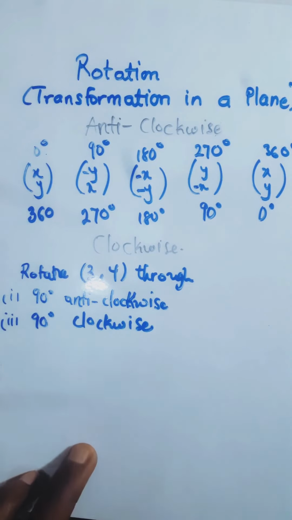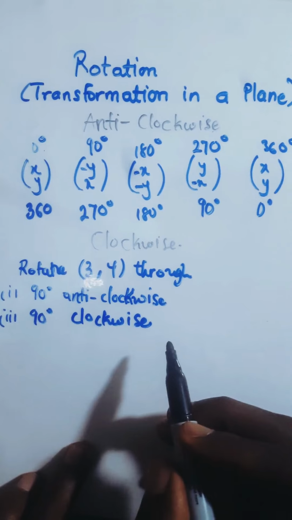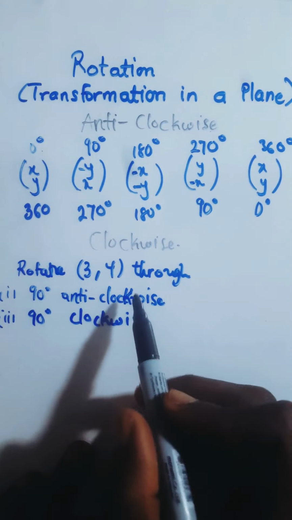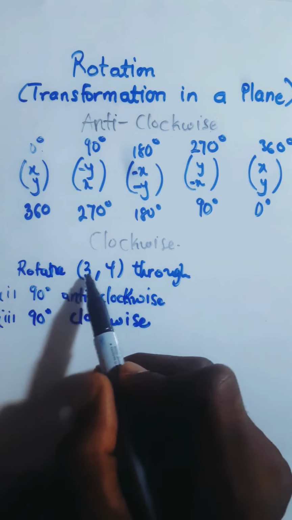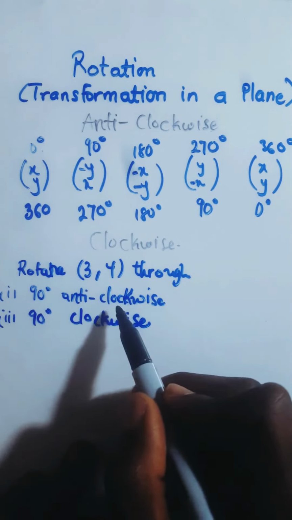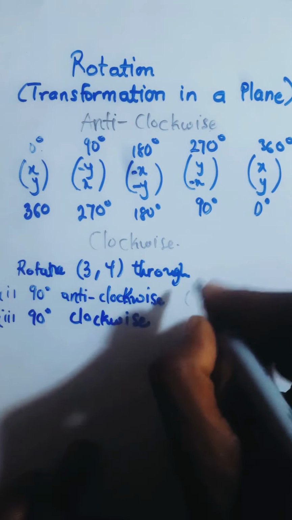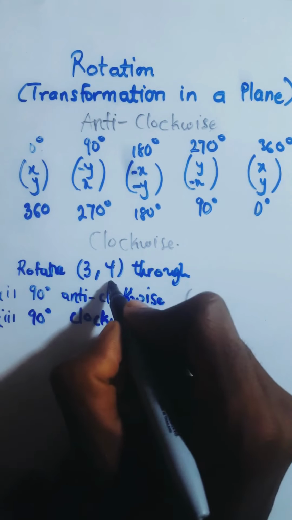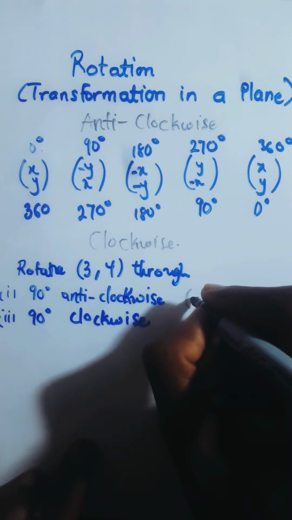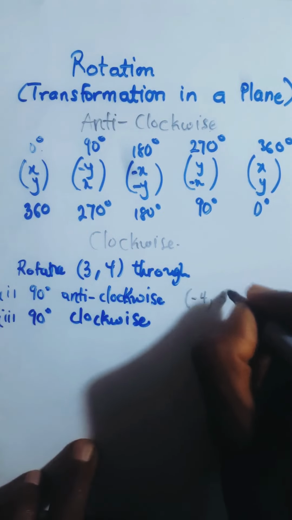So with the question we have here, rotate 3, 4 through 90 degrees anti-clockwise. So our coordinates are X and then Y, that is 3 and 4. So 90 degrees anti-clockwise will be negative Y, X. So what you do is you place Y in front, so Y will be in front. So the 4 becomes -4, then X 3.